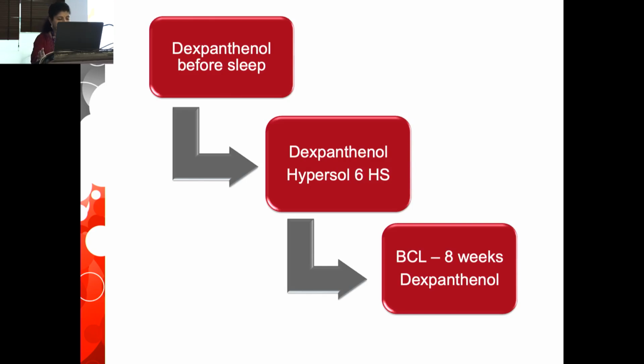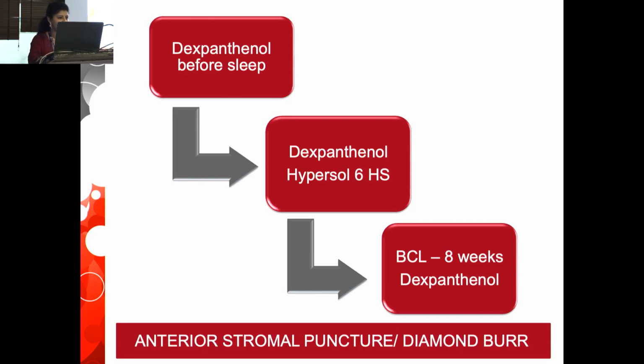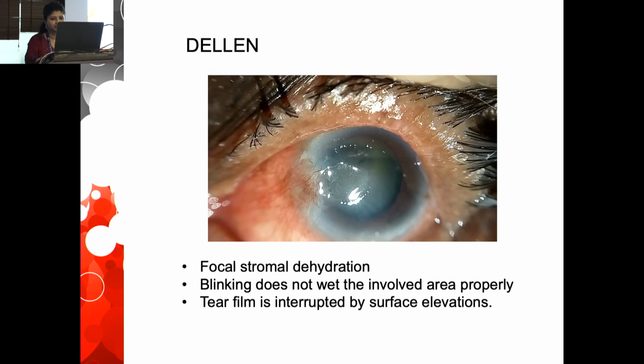We cannot use BCL for 8 weeks continuously. Every 2 weeks, remove them. Either clean it and reapply it, or you can put a new one. After 8 weeks, remove the BCL, put the patient on dexpanthenol. If still there is recurrence, then the patient will have to go with anterior stromal puncture or a diamond burr.